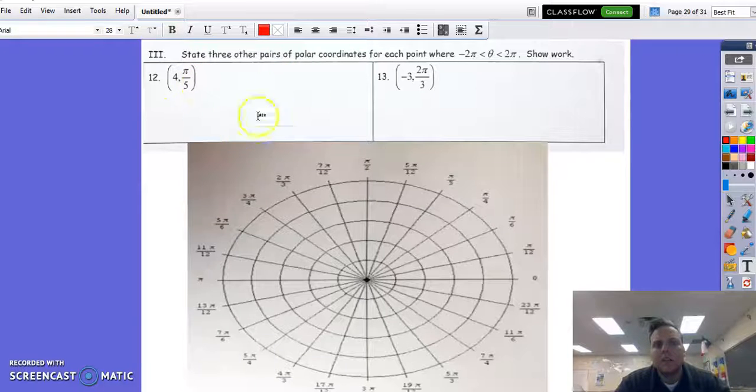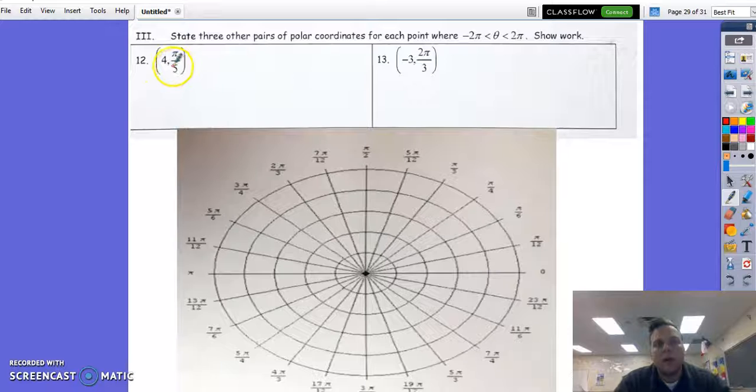And you're going to do me a favor. You're going to change number 12 from being 4 comma pi over 5 to being 4 comma pi over 6. I'll tell you that in class, but you want to change it from 4 comma pi over 5 to 4 comma pi over 6. Okay? So 4 comma pi over 6, first off, 1, 2, 3, 4, pi over 6 lands us right there.